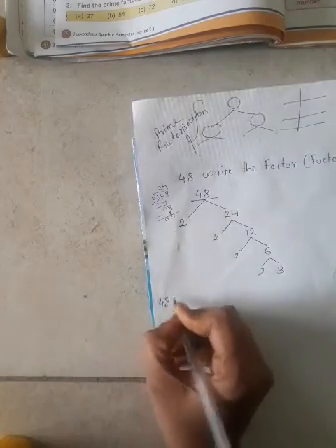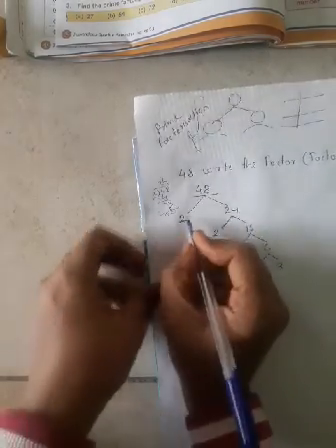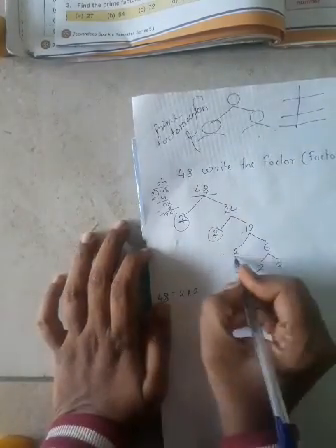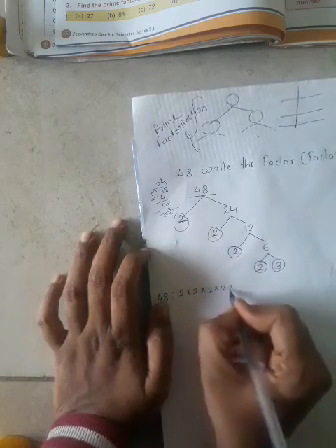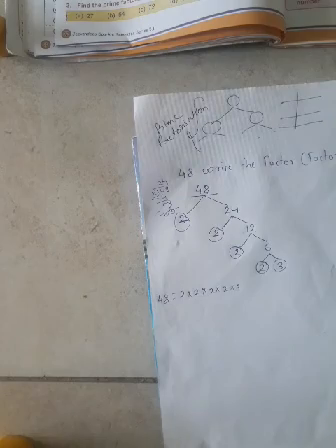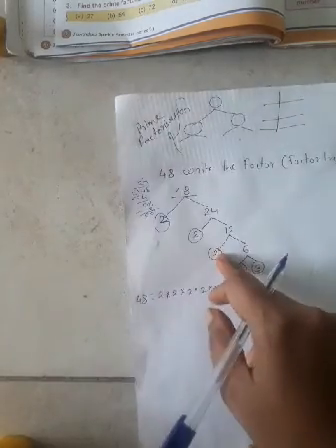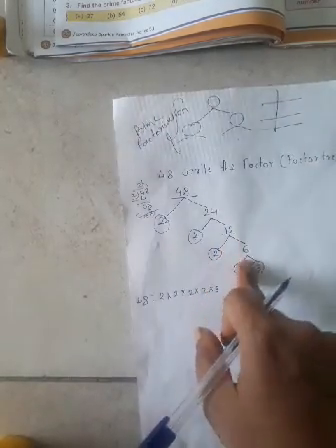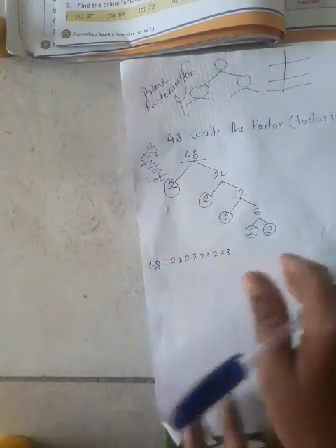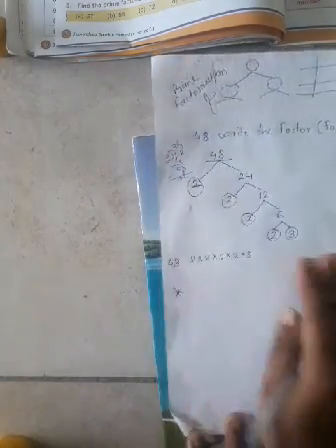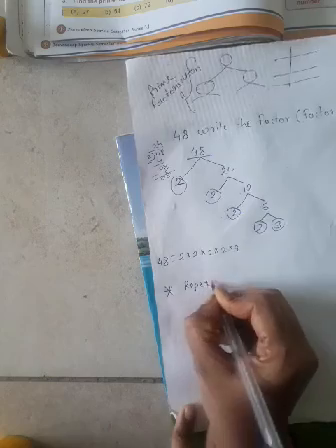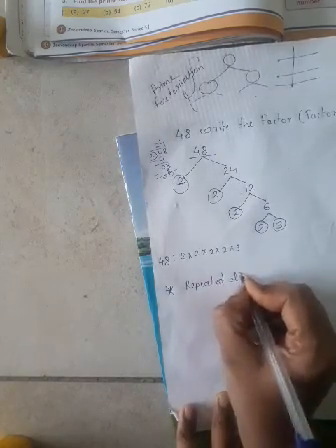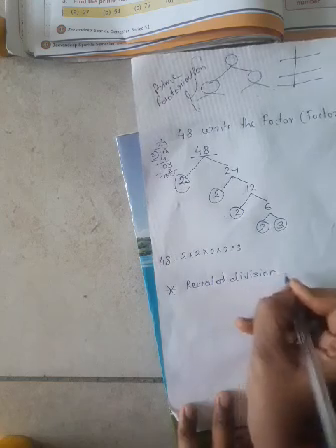How to write it? 48 is equal to 2 times 2 times 2 times 2 times 3. Understand? This is prime factorization by building a factor tree. This is what you call a factor tree. And next, we use the repeated division method.